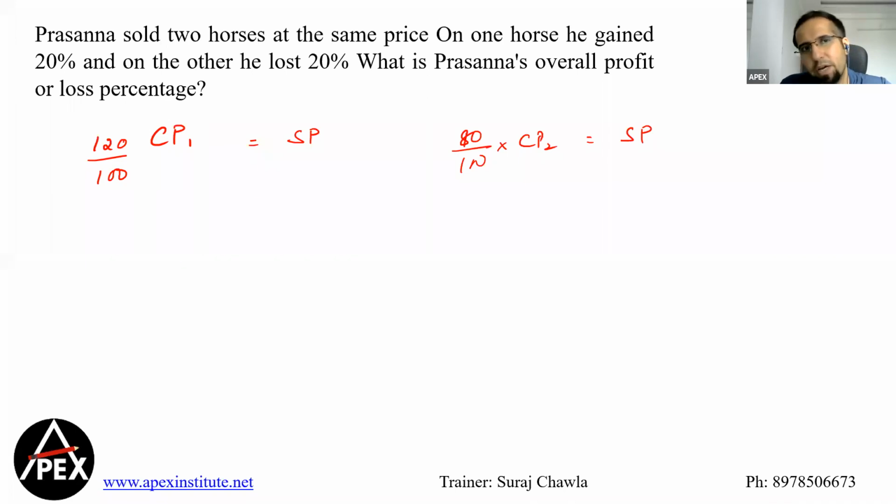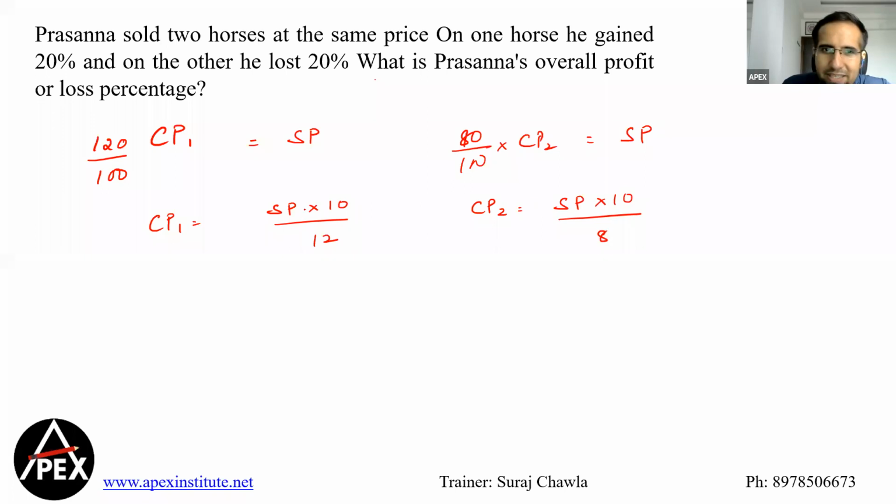So what do I get from here, guys? If you look at it this way, let me assume that the total selling price is equal to, let's say, 960 X rupees. Why 960? Because CP1 is equal to SP into 10 by 12, and CP2 is equal to SP into 10 divided by 8.